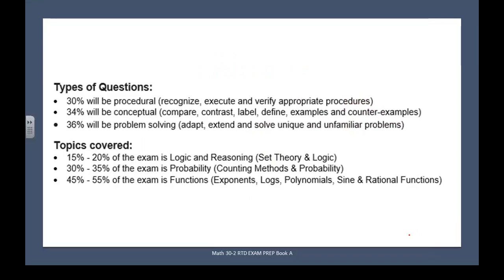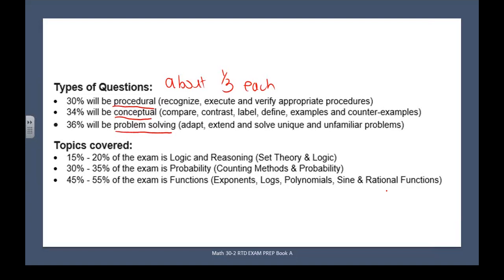Okay, in terms of the types of questions, it's about 1/3 each. Procedural questions are maybe a definition, or recognizing which are the same or different. Conceptual questions are ones where you compare, contrast, and find out which one doesn't make sense in the list. And the other third is problem-solving questions. These might be word problems or application questions. So they're about 1/3 of each.